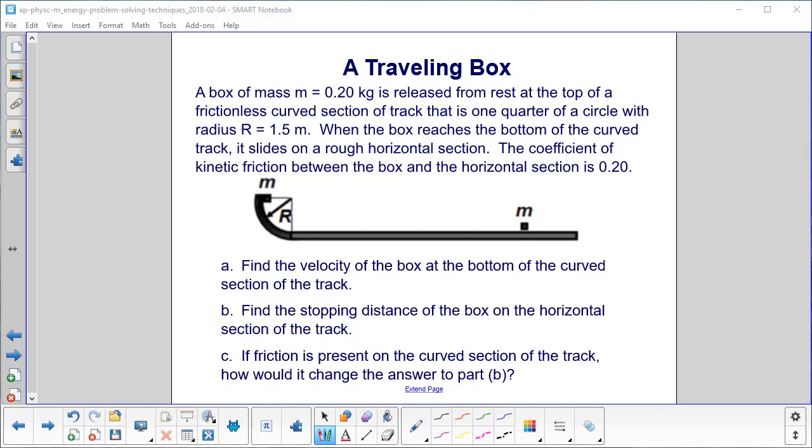A box of mass 0.20 kilograms is released from rest at the top of a frictionless curved section of track that is 1/4 of a circle. And where is that on the picture? That's right over here. It has a radius of 1.5 meters.